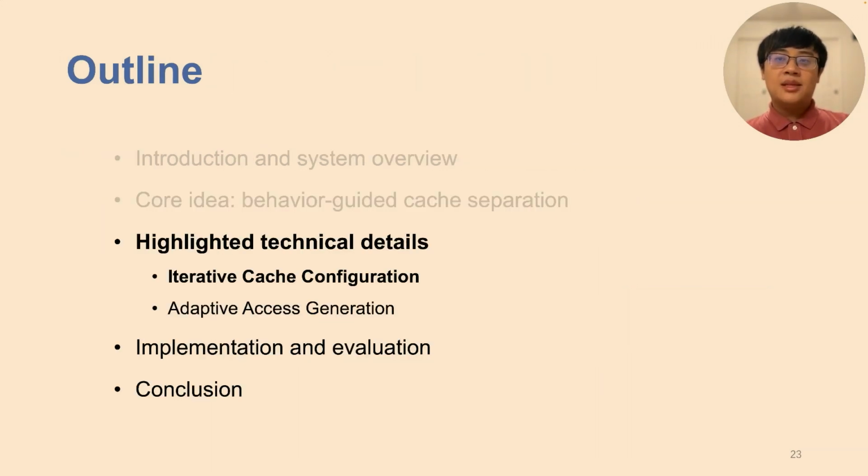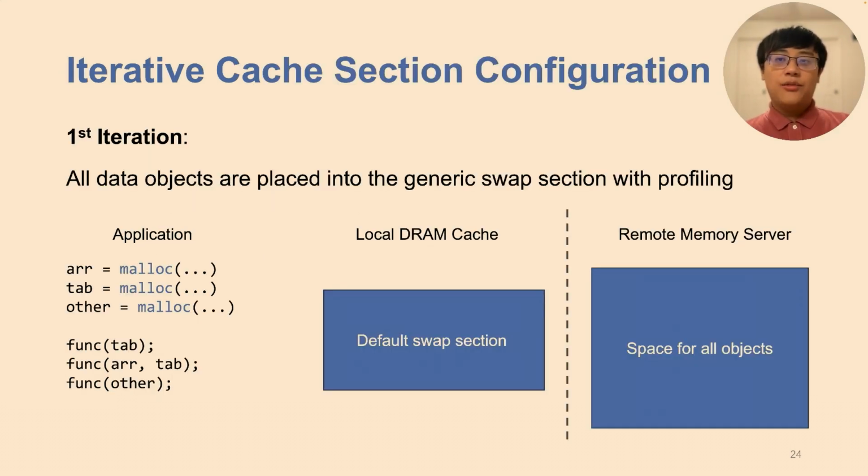Let's see how Mira implements these two steps in more detail. First, Mira takes an iterative approach to refine the configuration with behavior learned from each iteration. We start the first iteration with a modified program. Mira, at this time, without knowing any runtime information, just chooses to place all the data objects in a generic swap section. In such a case, Mira acts like a transparent swap system. The key difference is that Mira closely monitors all memory allocations and runtime accesses. The understood dynamic behavior is used in later executions.